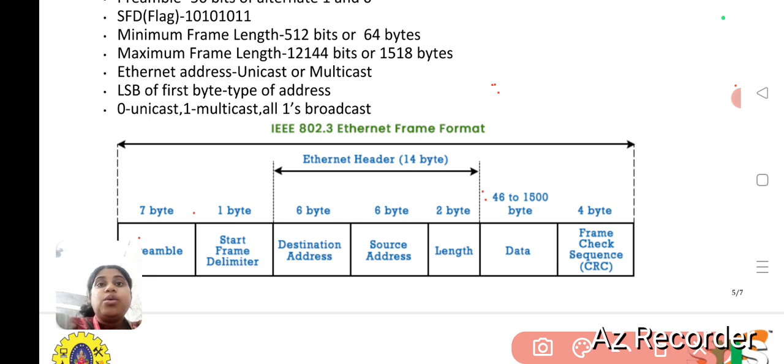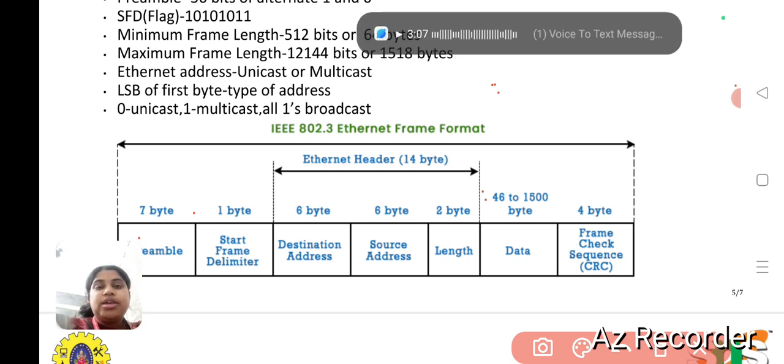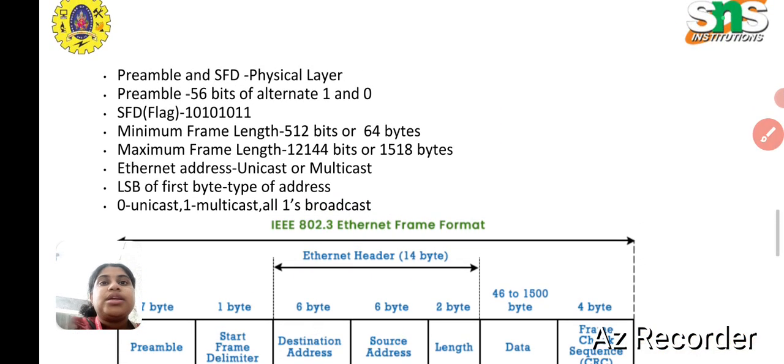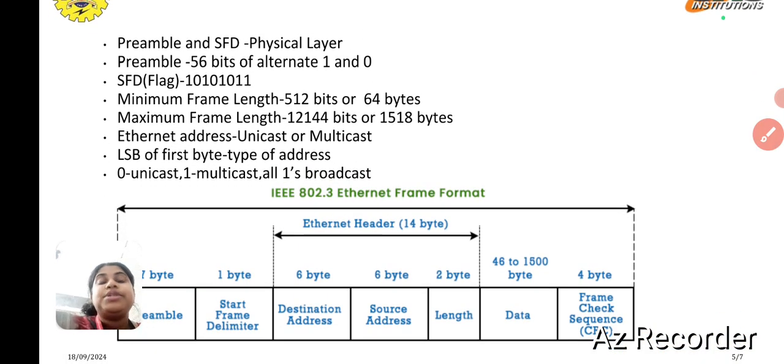But now, since the amount of data is larger, the SFD flag combination can also appear inside the data. So it would be confusing. For that reason, the preamble field is now also added by the physical layer, and the preamble is also fixed. It is 56 bits of alternating ones and zeros. So first the preamble and start frame delimiter will be there in an Ethernet frame, and they come from the physical layer. Next we'll talk about the Ethernet frame from the data link layer.